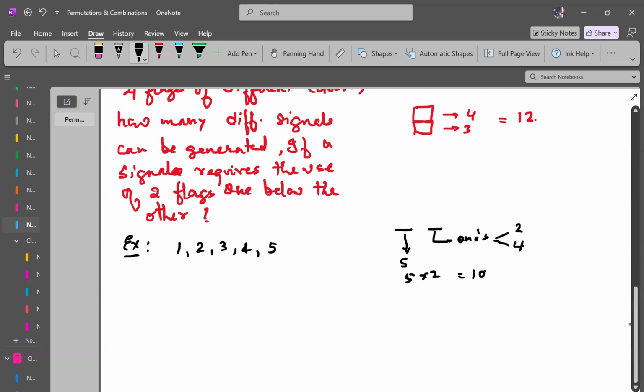Is it going to be 5 factorial into 3 factorial? How much do you get as the result? Let me check. 720. No.